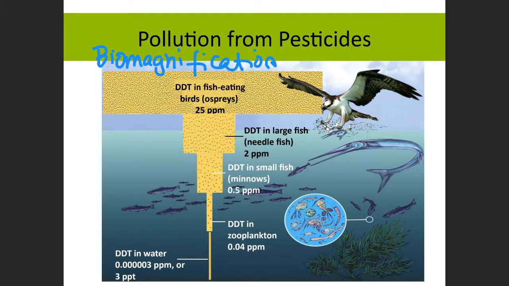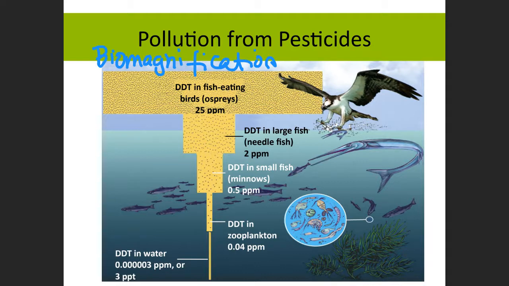So here we see 0.000003 parts per million of DDT in the water. But small organisms eat it, and it kind of concentrates in them. So 0.04 parts per million in zooplankton, which are microscopic little water organisms. Small fish eat the zooplankton, and it concentrates further in them because they eat a lot of zooplankton, to 0.5 parts per million. Well, then bigger fish will eat them, and then the large, top predators will eat a lot of all of those organisms, and it gets very concentrated in these larger predators, whether it's a bird of prey or large fish.